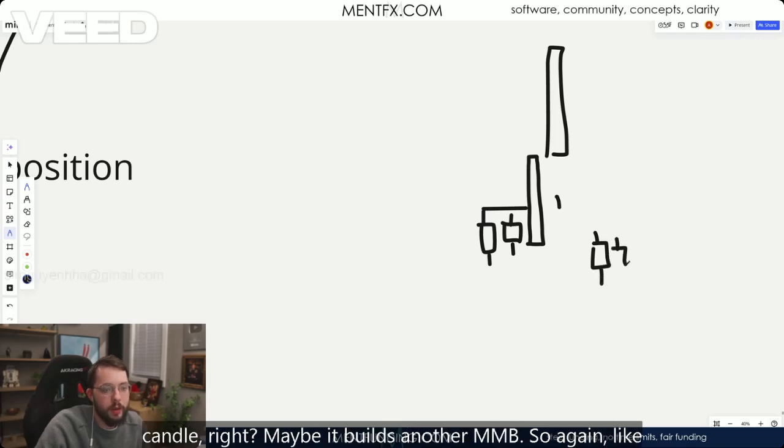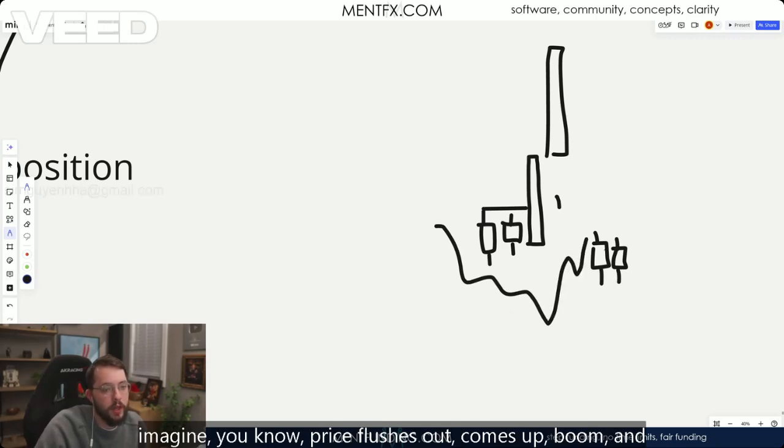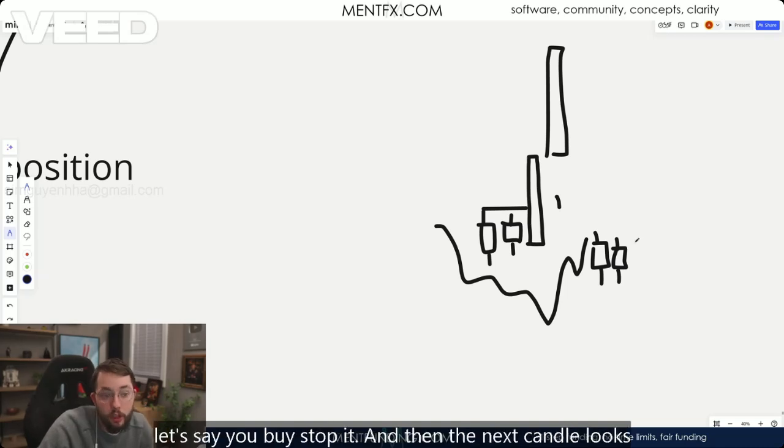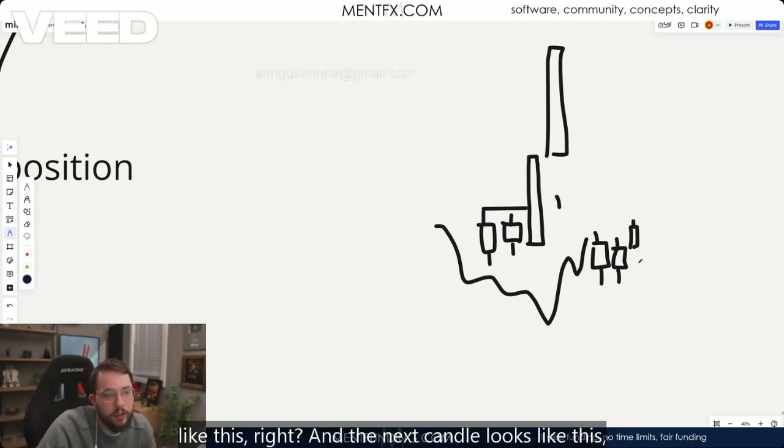So here's a candle. Maybe it builds another MMB. So again, imagine price flushes out, comes up, boom, and then builds this. So you want to buy stop it. And let's say you buy stop it. And then the next candle looks like this, and the next candle looks like this.